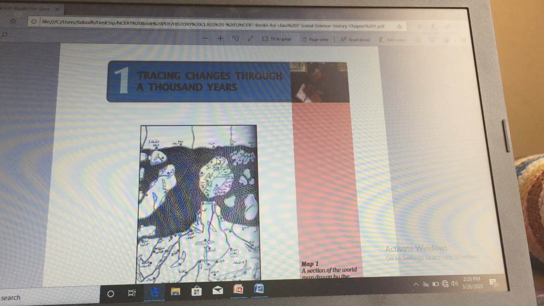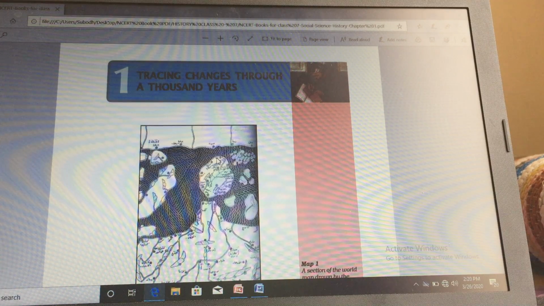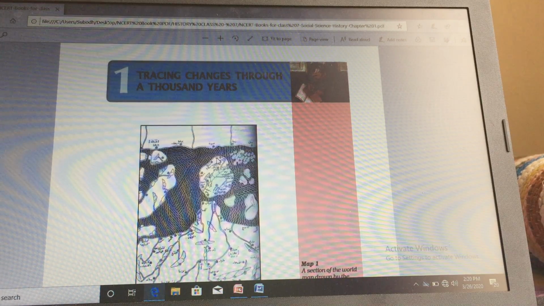Yesterday we completed chapter 1 in history, Tracing Changes Through a Thousand Years. That was the explanation which we did. Today we'll go through the book, we'll learn new key terms, and we'll be doing book exercises. We'll discuss some of the book exercises.